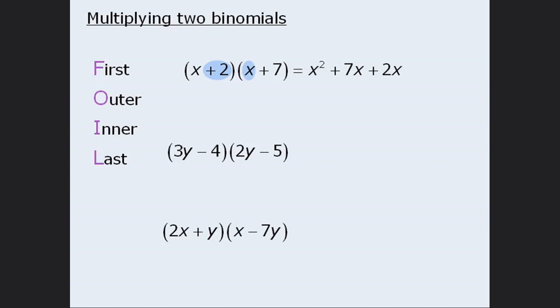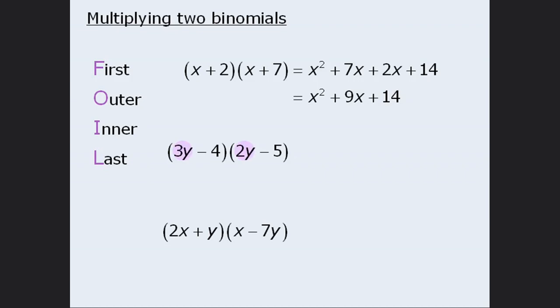And finally, we multiply the last term in each binomial. Here, positive 2 times positive 7 equals positive or plus 14. At this point, we can simplify this expression if we recognize that 7x and 2x are like terms. As such, we can combine them to get 9x. So when we expand and simplify x plus 2 times x plus 7, we get x squared plus 9x plus 14. Now let's expand the second product.